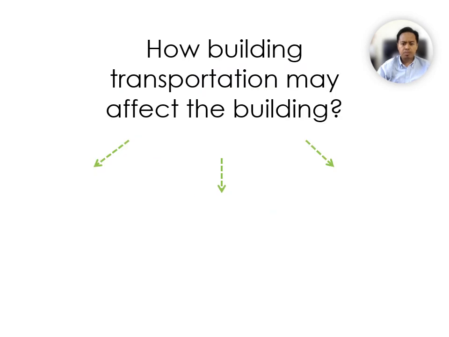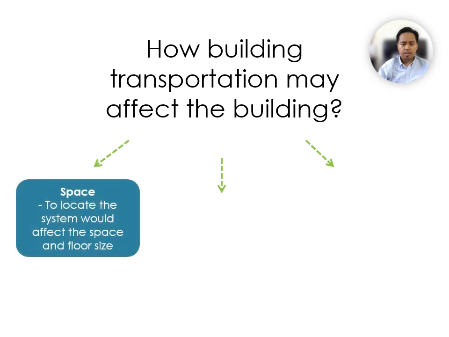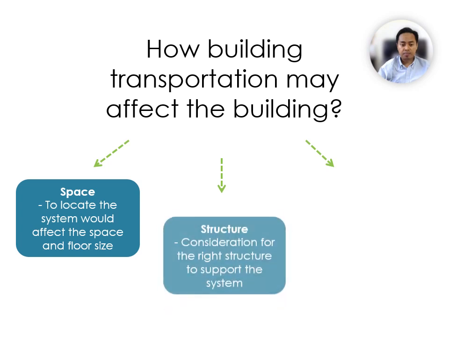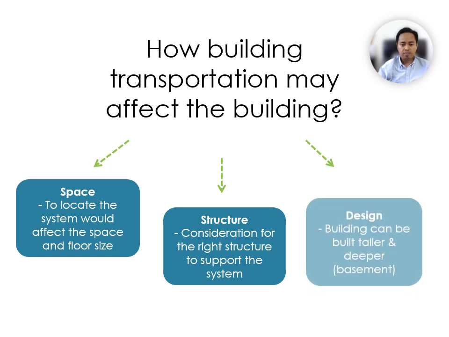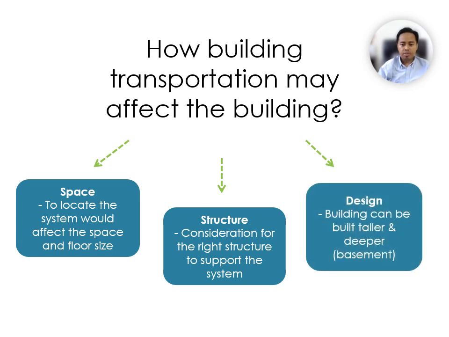How building transportation may affect the buildings. In terms of space, we should know how to locate the system as it would affect the space and the floor size. Structure: consideration for the right structure to support the system. Design: building can be built taller and deeper for basement.